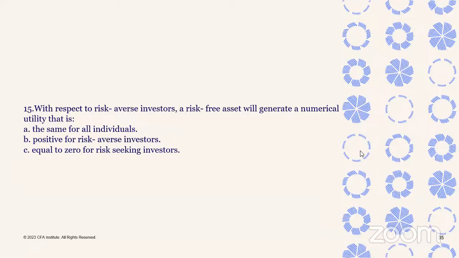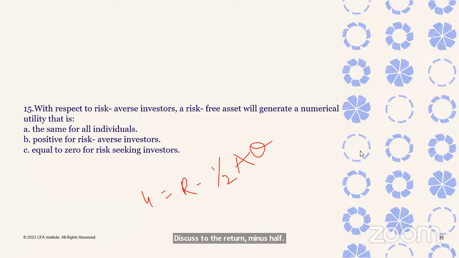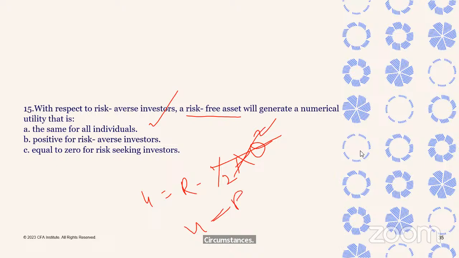Remember the utility formula is equal to the return minus half the risk aversion coefficient times the variance. Now, why would this be A for each one? Because remember they said risk-free. A risk-free asset is an asset that has zero standard deviation. And we all know that anything multiplied by zero will give you zero. So under these circumstances, this all becomes zero. So the utility of everyone will be equal to the return of the portfolio, which will be the same for all individuals. So the answer is A.